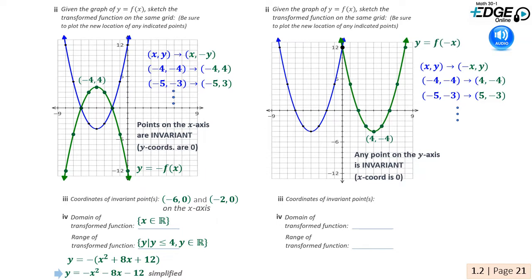In the right case, we see that our mapping rule is that (x, y) becomes (negative x, y). So all the x coordinates have been changed from positive to negative, or in this case, negative to positive. The only invariant point here will be our y-intercept that happened at (0, 12).